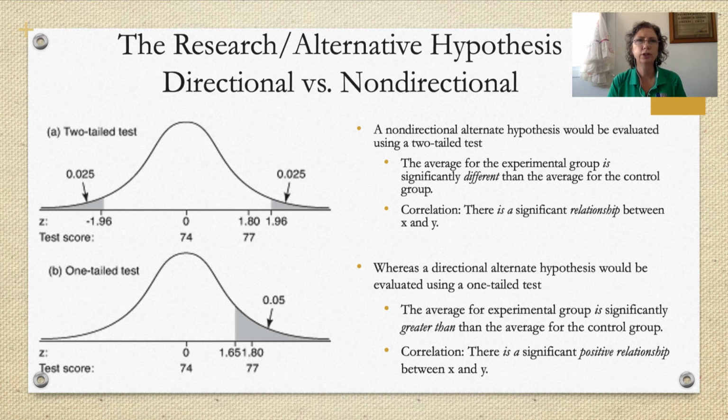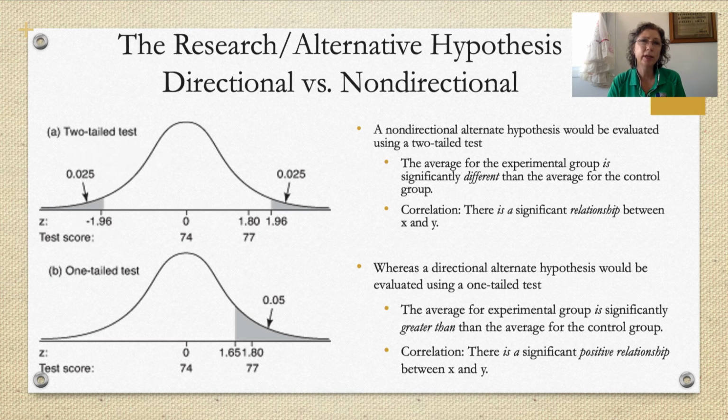Well, a non-directional hypothesis does not say that one's going to be greater than the other. It would just say they're going to be different, right? Not that one's higher, one's lower. It's just that those two groups are significantly different from each other, without saying exactly what the difference is. And when you have a non-directional hypothesis, it's being tested with a two-tailed test.